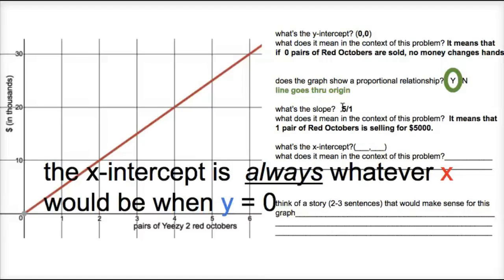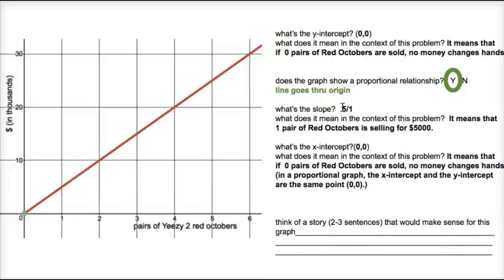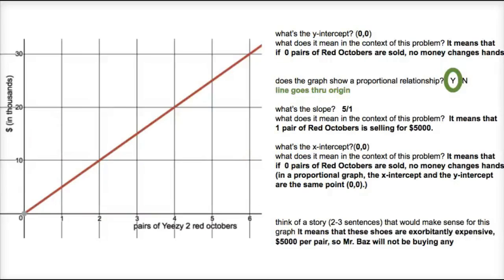The x-intercept is always whatever x would be when y equals 0. In a proportional relationship, it's the same as the y-intercept, (0, 0). It means that if 0 pairs of Red Octobers are sold, no money changes hands. So remember, in a proportional graph, the x-intercept and the y-intercept are the exact same point, (0, 0).